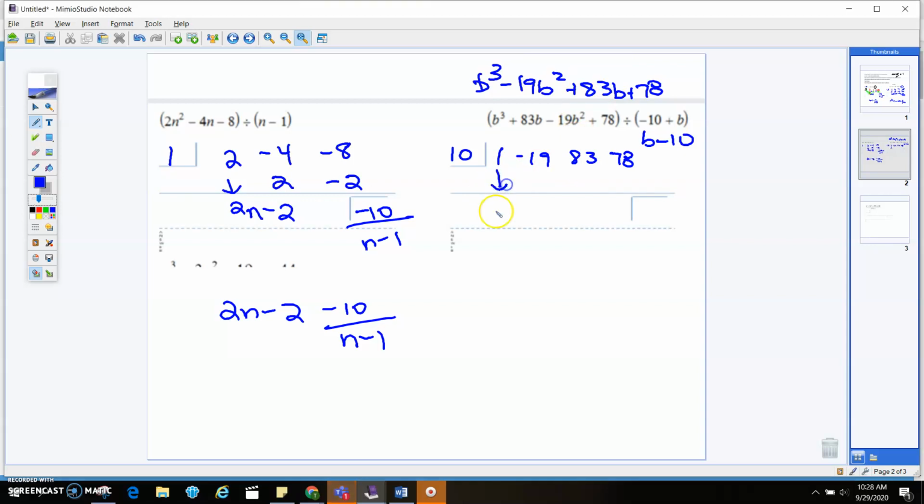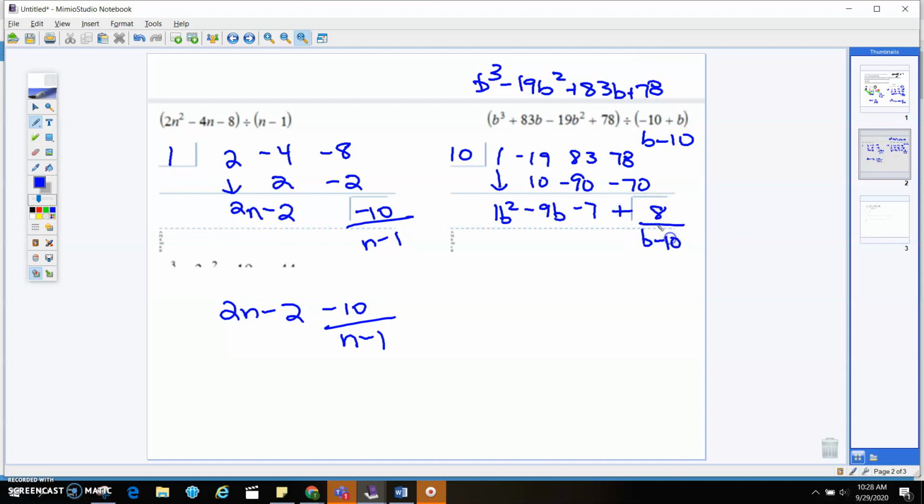So now I'm going to bring down that first term, multiply, add, multiply, add, multiply, add. Sorry, just checking my work. So then we're going to look at our leading exponent, take 1 off, and then go in descending exponent order.